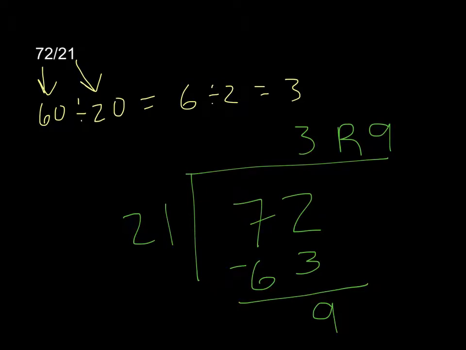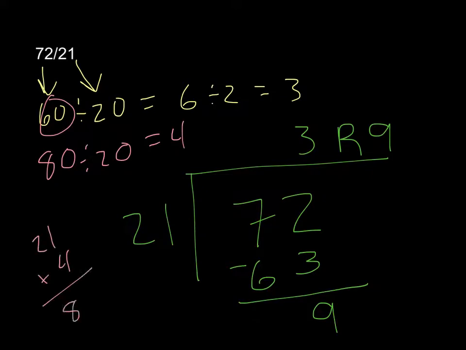If I had rounded this number here up to 80, so it was 80 divided by 20, I would have had 4, and 21 times 4 equals 84, which is too much for me to use if I'm only going for 72. So again, rounding down is the safer way. Let's look at another problem.